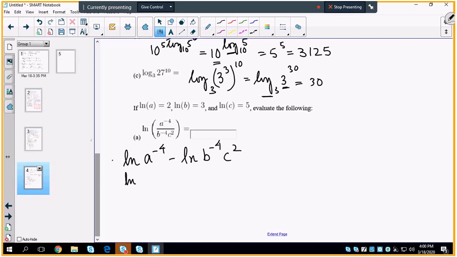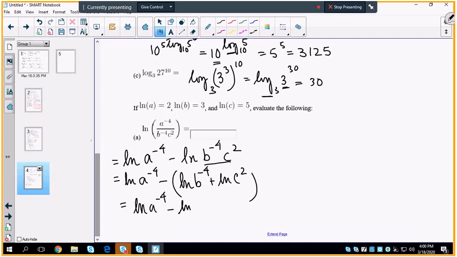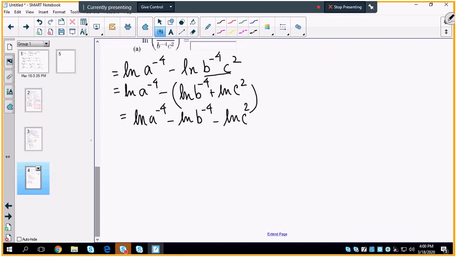That is equal to natural log of a to the power negative 4. Remember, this is the product rule, so put them inside parentheses. Write that as natural log of b to the power negative 4 plus natural log of c squared. Distribute the minus. You get natural log of a to the power negative 4 minus natural log of b to the power negative 4 minus natural log of c squared. Now use the power rule. The power comes in the front as a constant. So minus 4 times natural log of a, minus times minus 4 times natural log of b, and then finally I get the 2 in front, so minus 2 natural log of c.